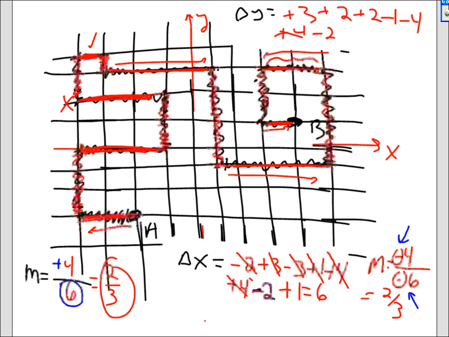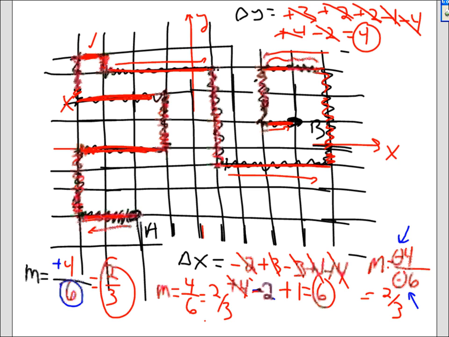Okay, and plus 4 and -4 cancels. 3 plus 2 is 5, plus 2 is 7, -1 is 6, -2 is 4. So, my slope is the change in y, which is 4, over the change in x, which is 6. What do you know? I get good old 2/3, just like I got the other 4 times I checked it.